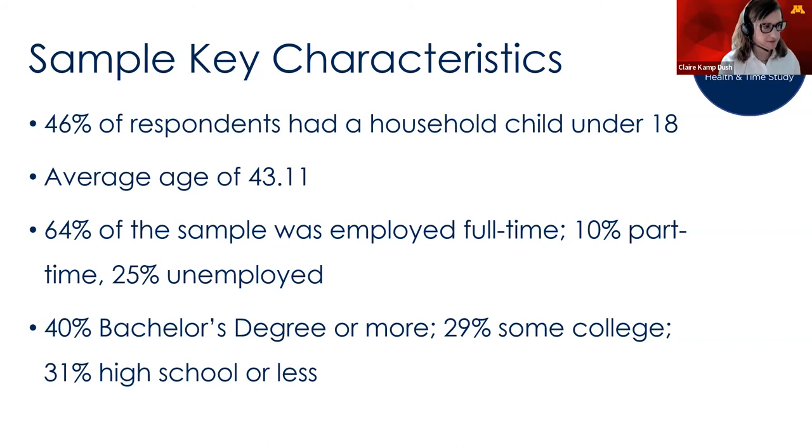About 40% had a bachelor's degree or more, about 29% had some college, and about a third had high school or less. Especially with education, I think some of us are interested in the intersection of education, race and ethnicity, or social class by sexual identity. I haven't run what those look like, but those are just some examples of things you could do with the data. As John said, there's a lot we could do with these data.